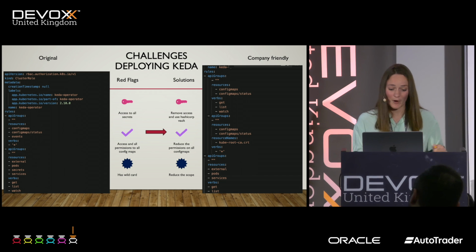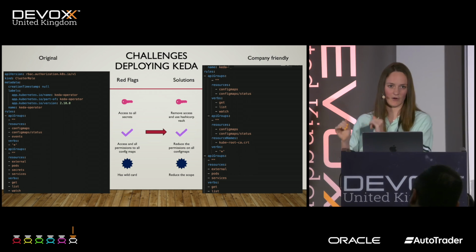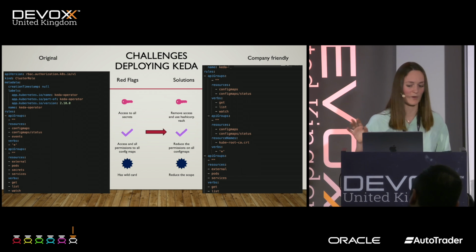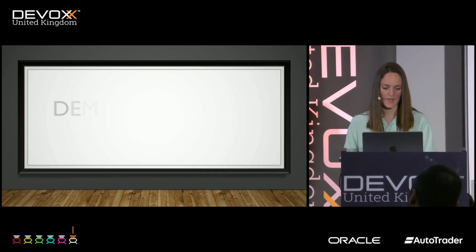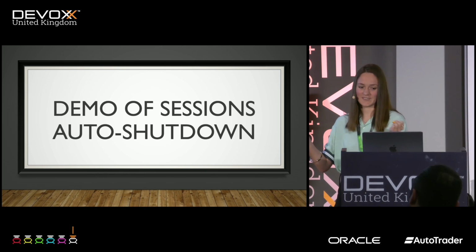Then we reduced the permissions, not to all config maps. We identified the ones that were actually going to be useful, and we only gave that access. And for the wildcards, we tried as much as possible to reduce the scope of the wildcards. So now let's have a look at the demo of the sessions auto shutdown.